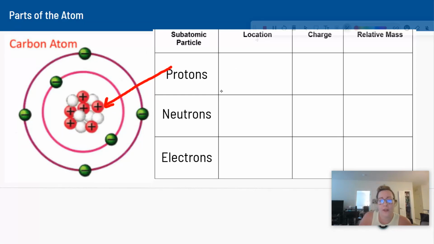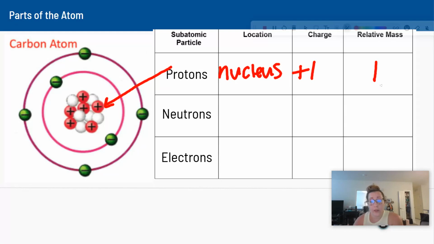Anyway, so the protons are positive. They are located in the nucleus, which is the center of the atom. As you will see, they have a plus sign on them, which means they have a positive charge. So each proton has a positive 1 charge. And then the relative mass is 1. So the mass of all these particles are actually so small, a whole bunch of decimal places. But when we compare them to each other, we just use numbers like 1 and 0 instead of writing all of those decimals out. The next particle we're going to look at is the neutrons.